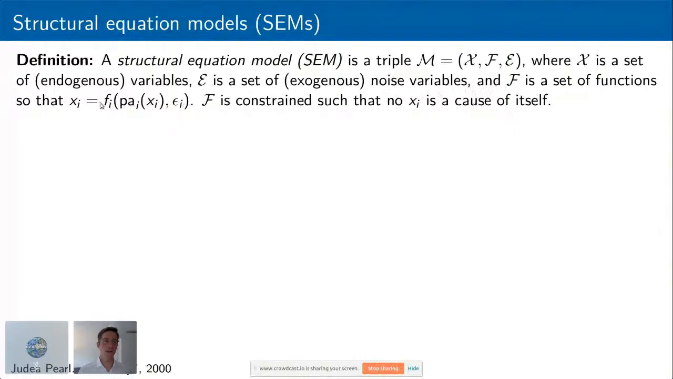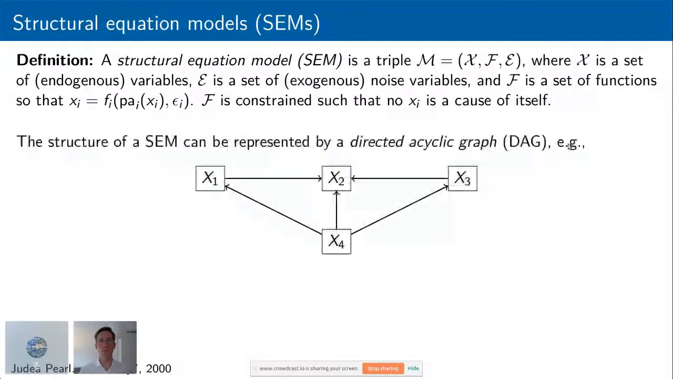And each of these functions determines the value of one of those concept variables as a function of the parents of that variable and a noise term. And the set of functions is constrained such that no xi is a cause of itself, so that you don't get any cycles. And the structure of such a structural equation model is frequently represented by a directed acyclic graph, for instance, like this one here.